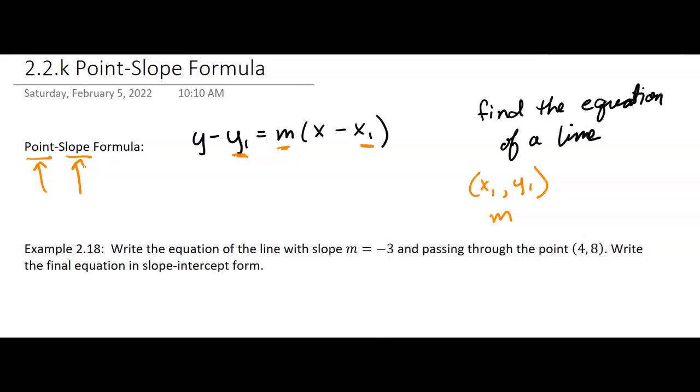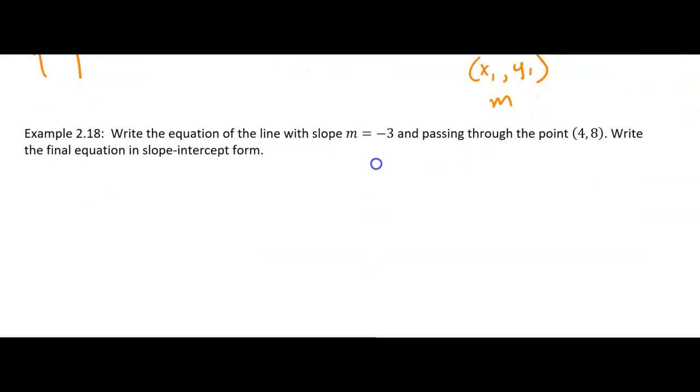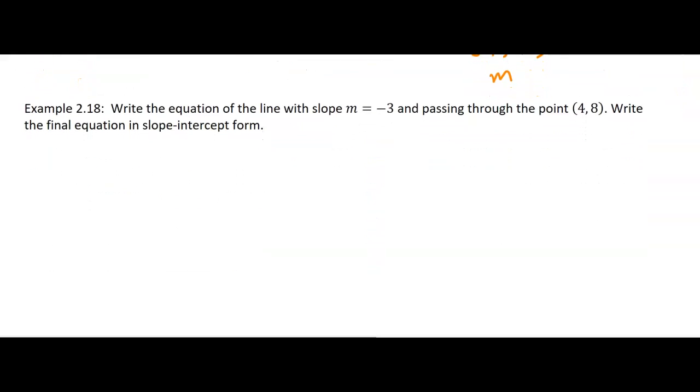Now, what about the other y and x? Well, they're part of the equation. Remember, we're trying to find the equation, so they're going to be in the equation. Okay, so that's just a little bit about that formula. I'm going to write it again: y minus y sub 1 equals m times x minus x sub 1.